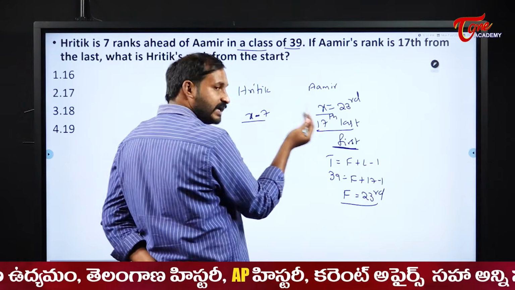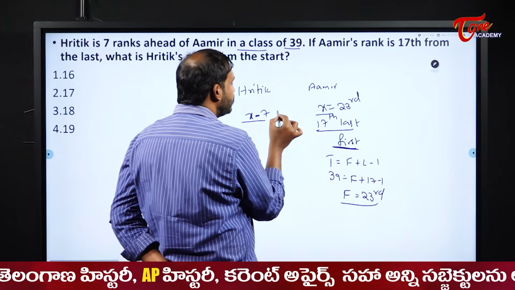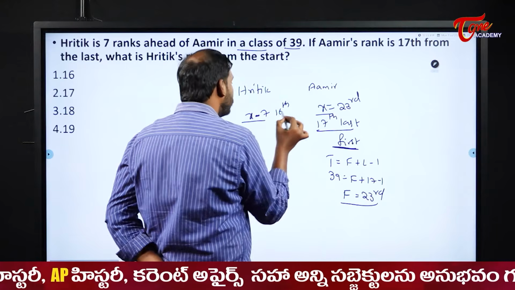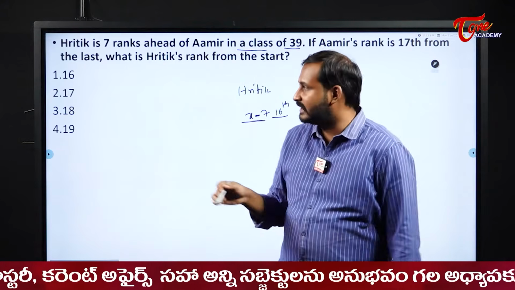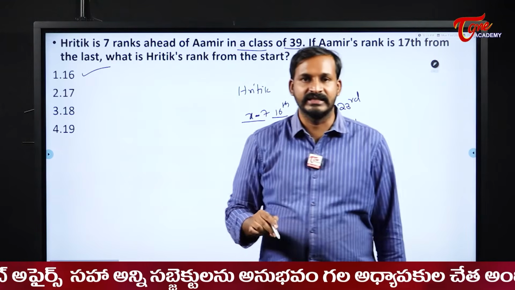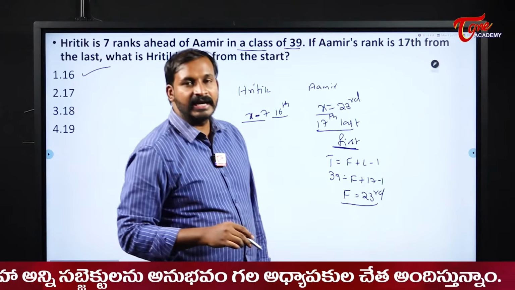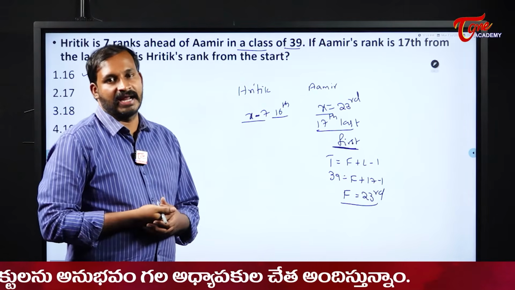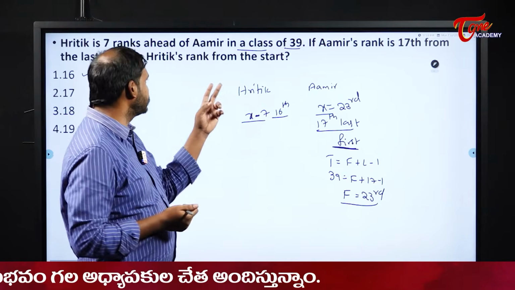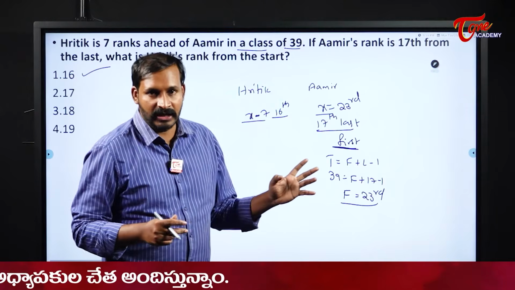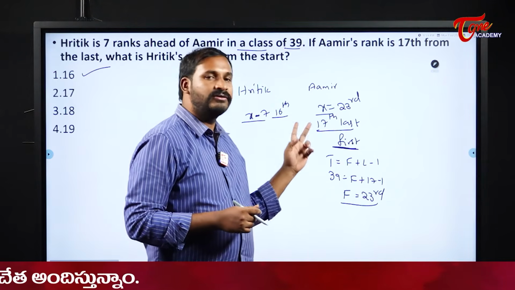Then what about Hrithik? 23 minus 7, right? Ahead, right? So 23 minus 7 becomes 16th. So Hrithik will be 16th rank in the class. Ahead means, students, better rank. Please try to understand the terminology here. Nothing more different here.